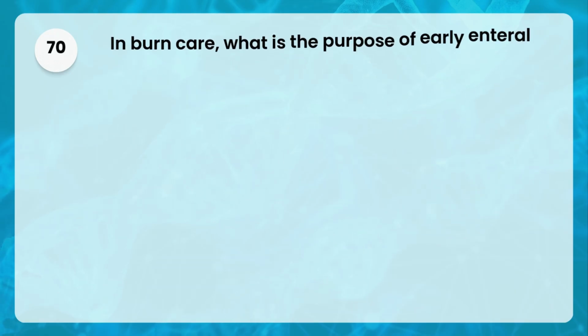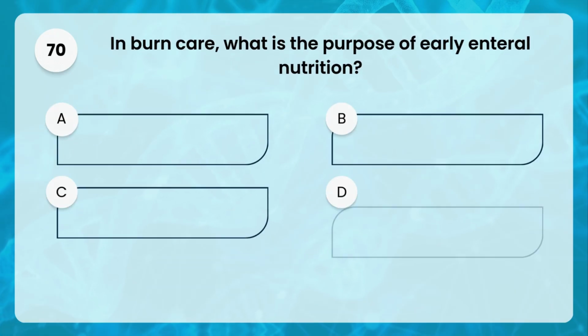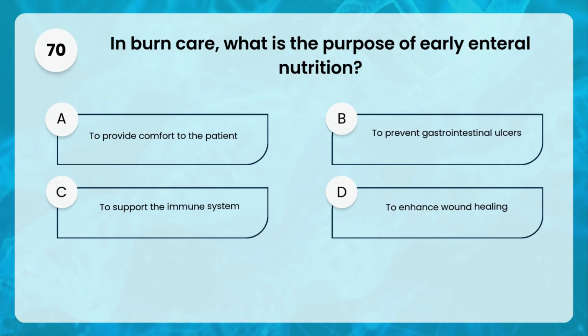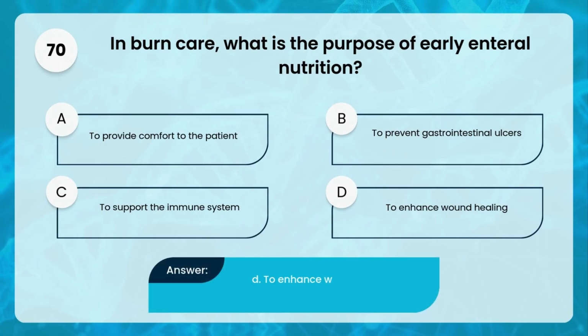70. In burn care, what is the purpose of early enteral nutrition? A. To provide comfort to the patient. B. To prevent gastrointestinal ulcers. C. To support the immune system. Or D. To enhance wound healing. The answer is D. To enhance wound healing.